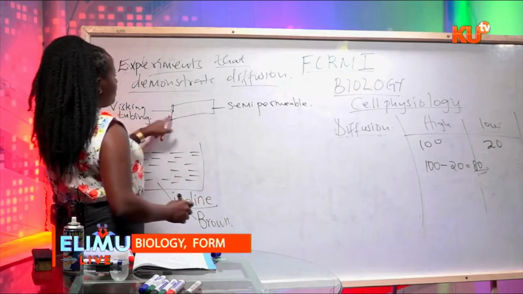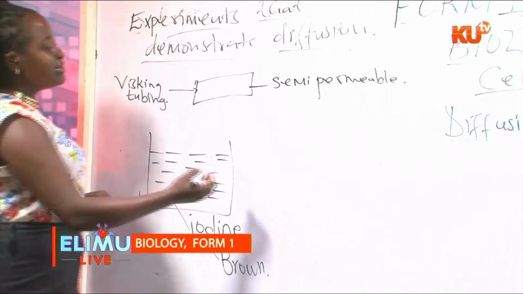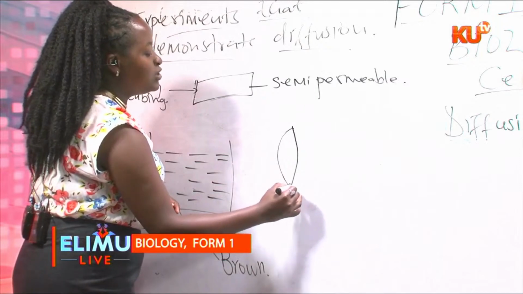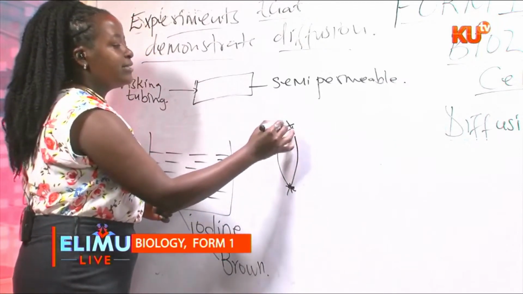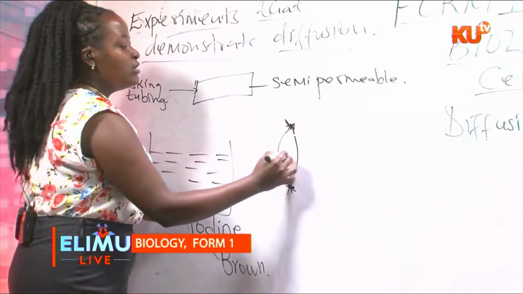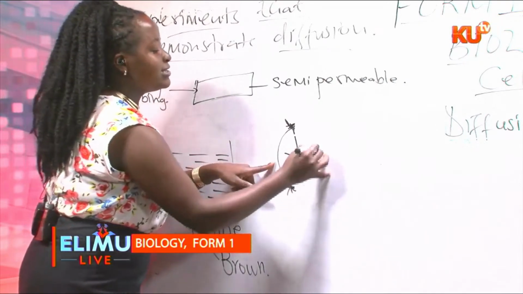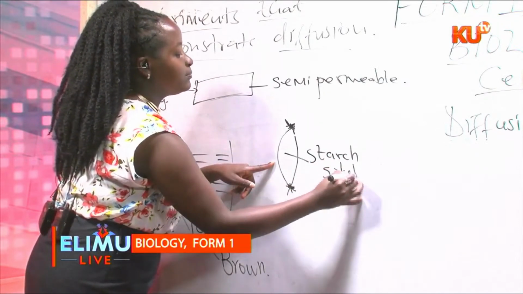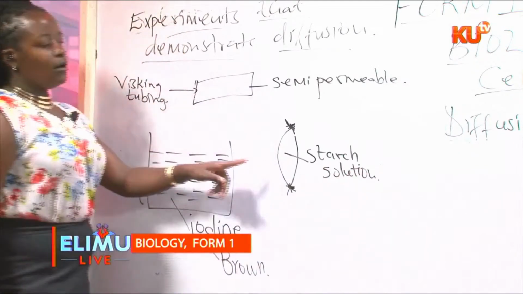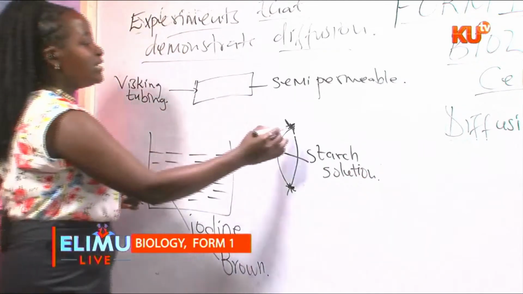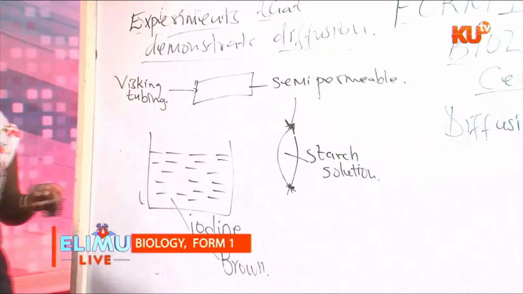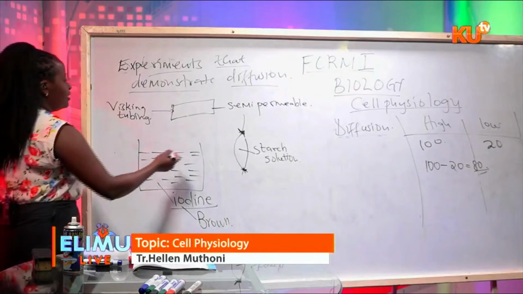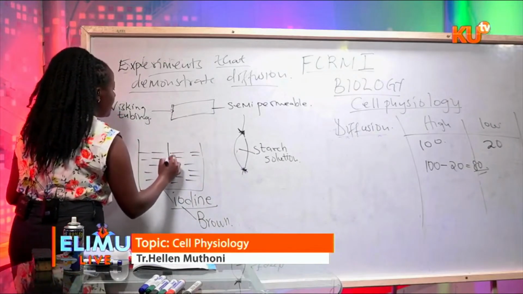This starch will be kept in the Visking tubing, and the Visking tubing will be closed at both ends to ensure there is no leakage. So what is inside here is the starch solution. On one side, a string will be tied, and this starch solution will be lowered in the iodine.